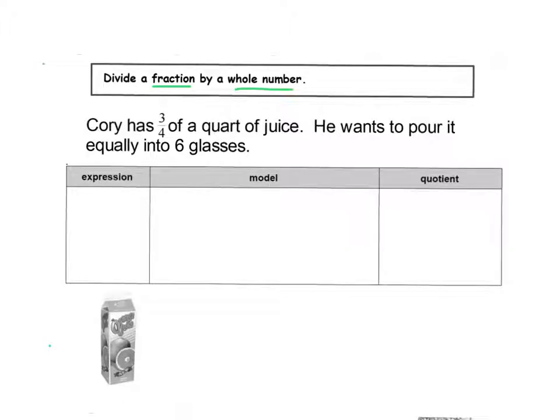Okay, so for this example, Corey has 3/4 of a quart of juice and he wants to pour it equally into 6 glasses. So we're taking 3/4 of a quart and we have to split it into 6 glasses. That means for the expression, our dividend will be 3/4. That's what we're splitting up, 3/4 of a quart of juice, and we will divide that by 6.